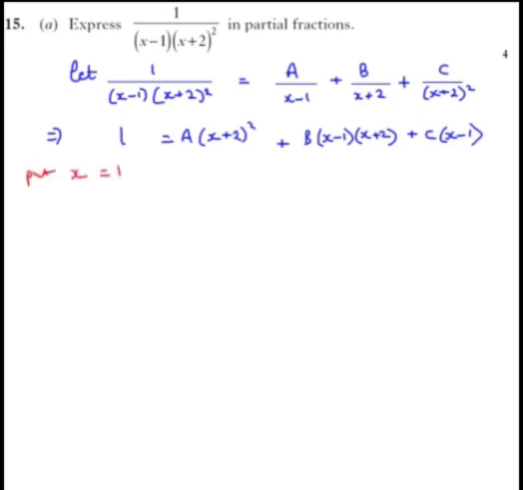If we now put in a value of x equal to 1, the left hand side will be 1, and then on the right hand side we'll have A times (1 plus 2) all squared, which is 3 squared, so that's 1 is equal to A times 9. The second and third terms here, because x equals 1, will disappear. So this then enables us to say that A is equal to 1/9.